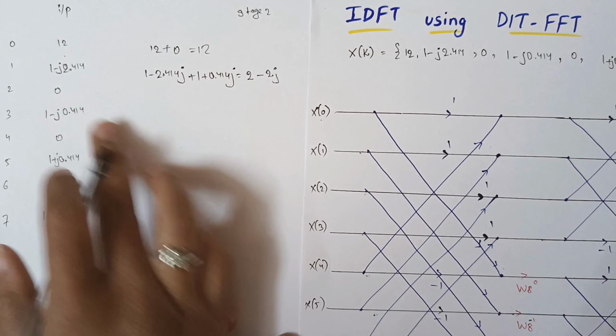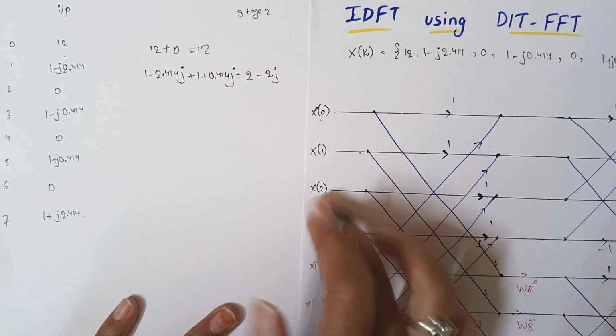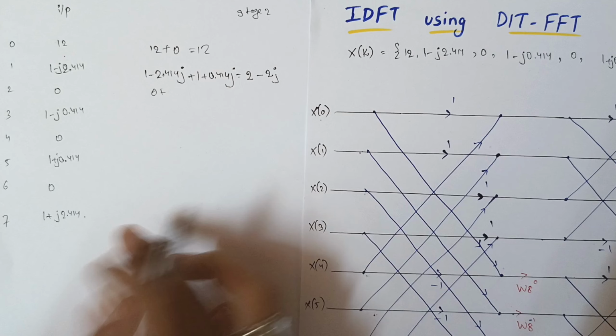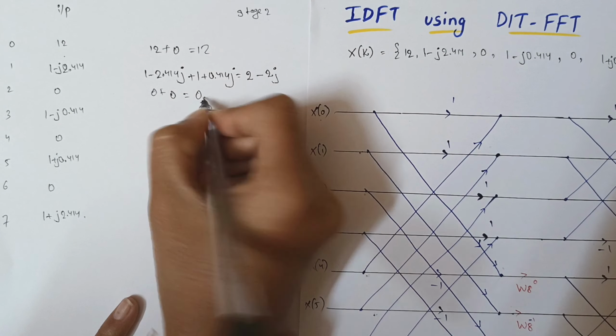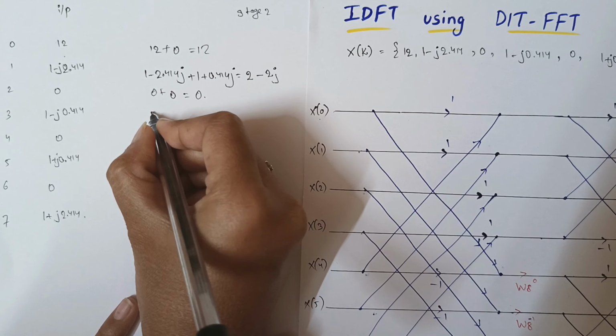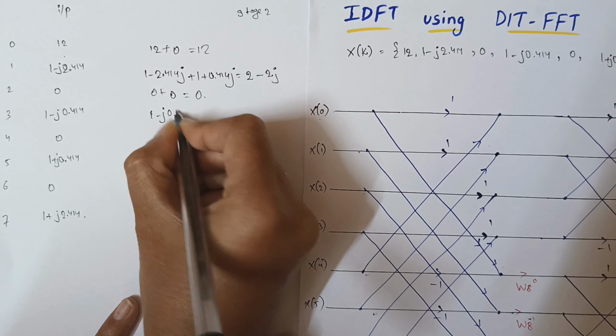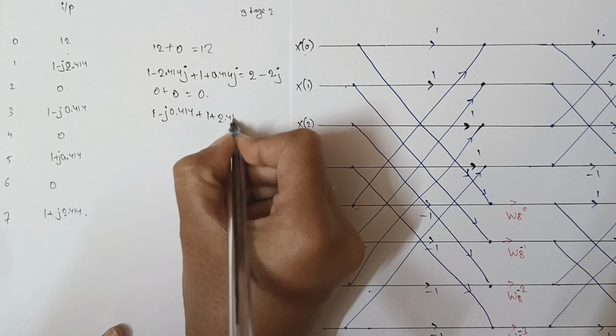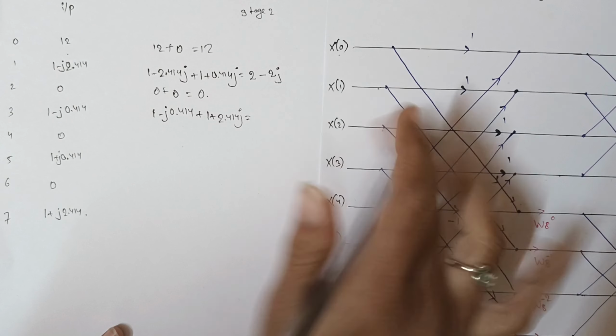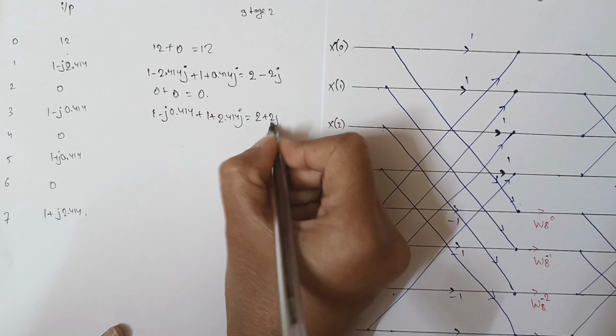Now the next thing over here, on the third line we are getting 0, and we are getting it from 6th index, which is 0, so it will be 0 only. And for this line, 1 minus j 0.414, plus we are getting it from 7th index, as you see, 7th index. So we will add up this 1 plus 2.414j, so we will get it as 2 plus 2j.